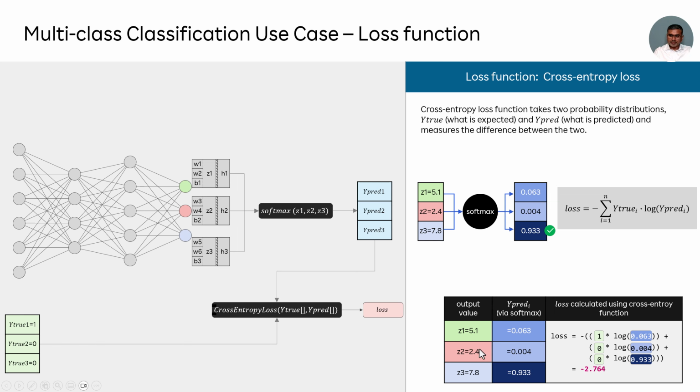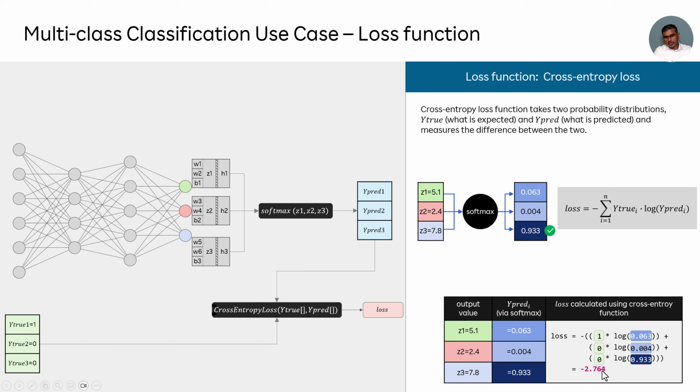When you do that, it's actually quite simple. You take, for example, y true 1, which is the value of 1 here, multiplied with the log of the value for the first element here. So you're doing a one-to-one mapping, right? Y true 1 multiplied by the log of ypred 1, plus y true 2 multiplied by the log of ypred 2, which is this here, plus y true 3 multiplied by the log of ypred 3, which is here. Then you calculate your loss value, which is minus 2.764.